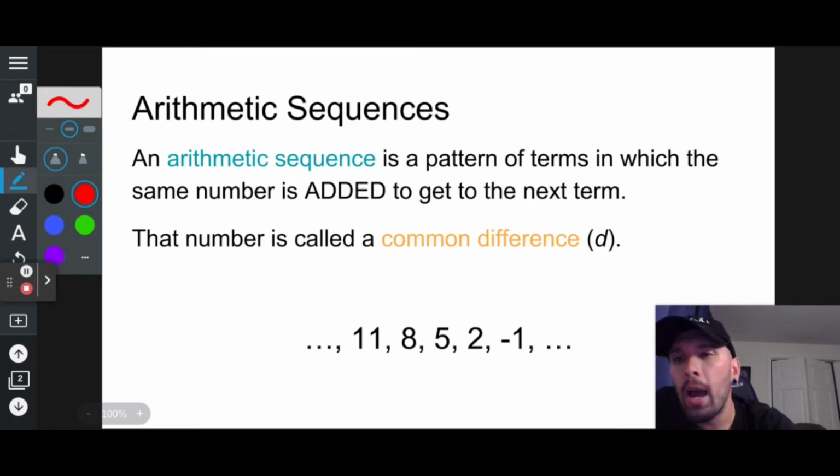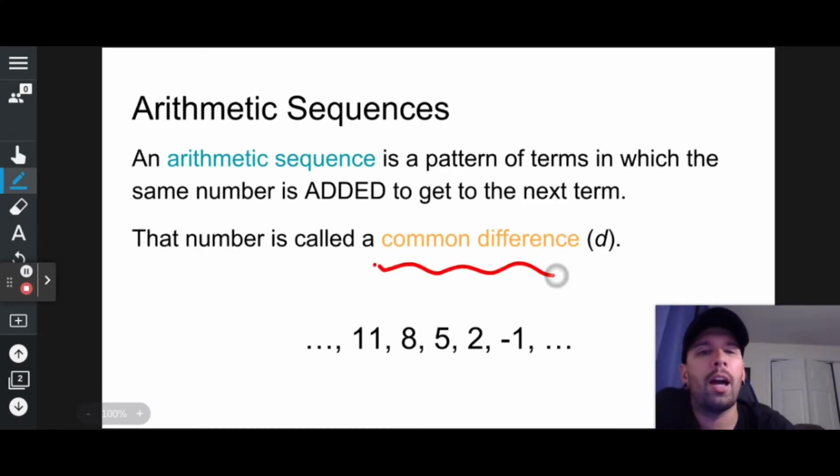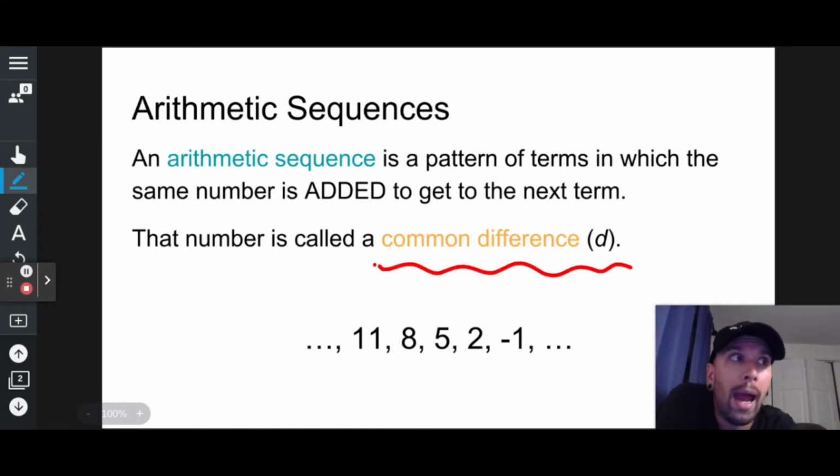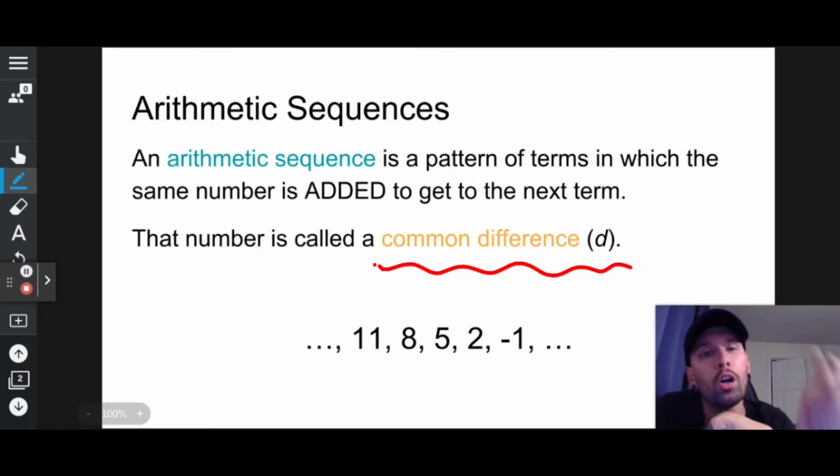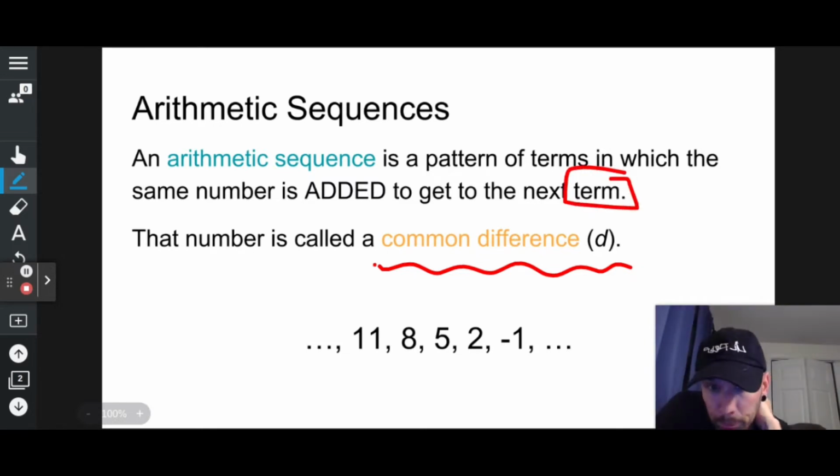Now that 2 has a specific name, and it's called the common difference. Whatever you add to get from one number to the next in an arithmetic sequence is called a common difference, and we call it D. Now, we call each number in a sequence a term. So that's another word that we're going to use a lot that we haven't used a whole lot before.